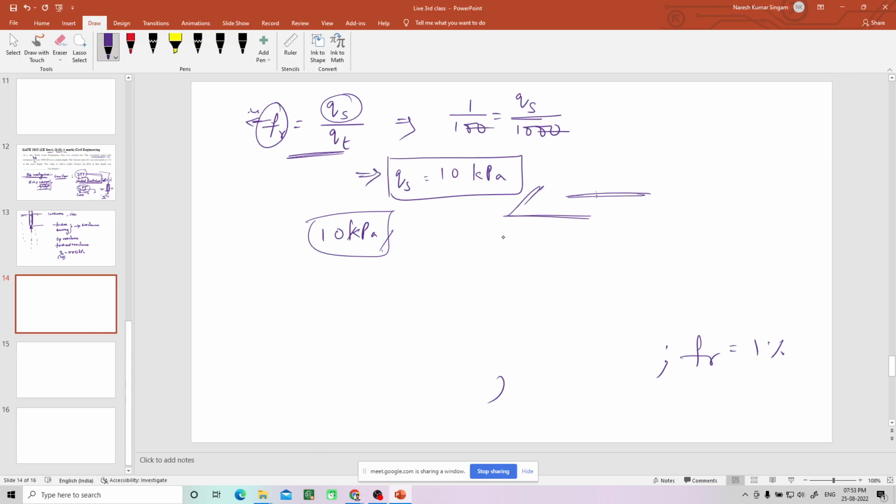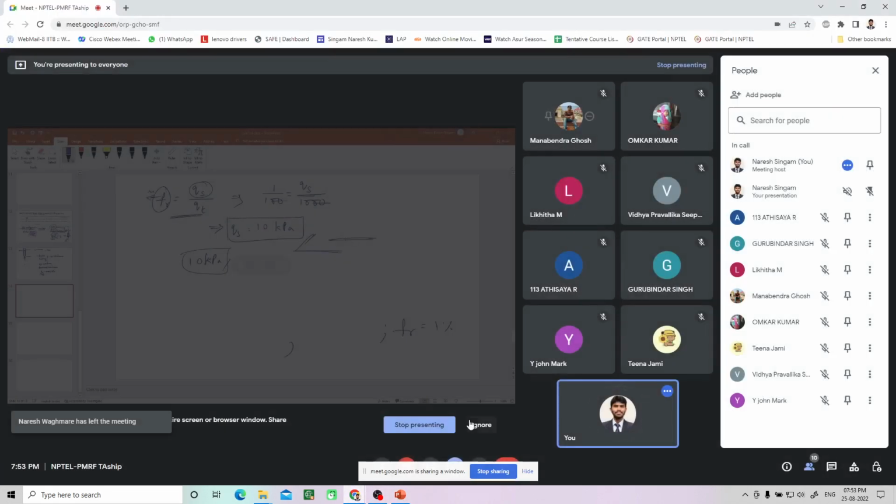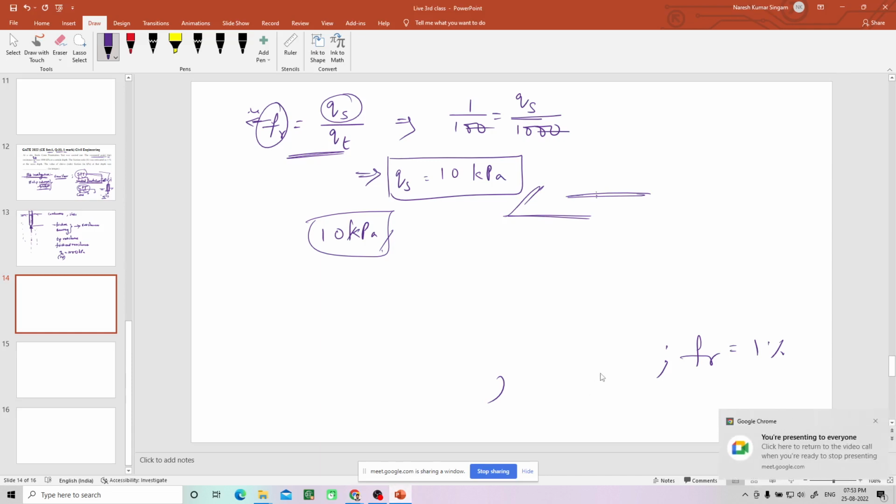And the third question is about Boussinesq's theory, the increment in stress. If you know the formula, it is very easy. You just have to substitute the values. And the fourth one is the frictional ratio, where you have to remember the formula. The definition of the frictional ratio is Qs by Qt, where Qs is frictional resistance and Qt is tip resistance. You have been given Qt and Fr, so you can find out Qs.